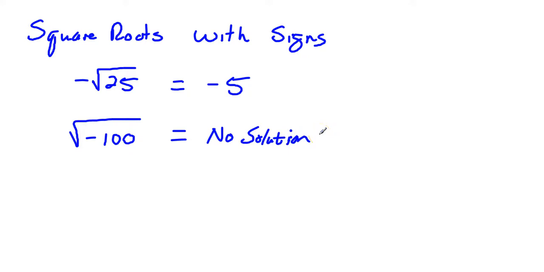So a negative on the outside is just a marker. It's just there, but a negative on the inside messes the thing up. And that's one of those, if you do it on your calculator, it's going to give you an error message to let you know you can't do that.